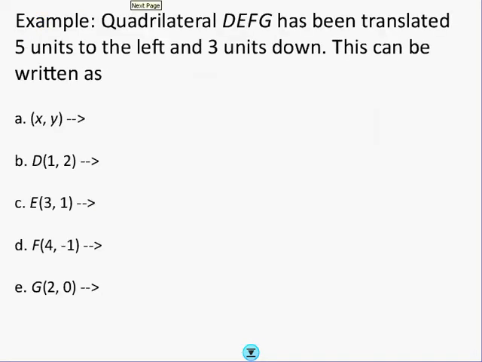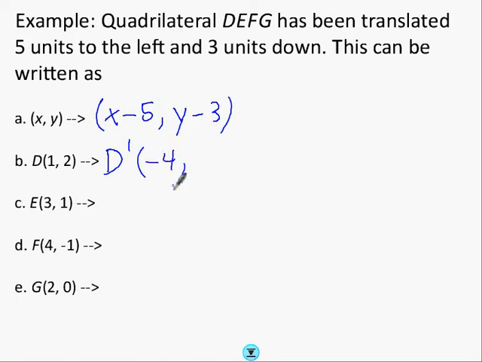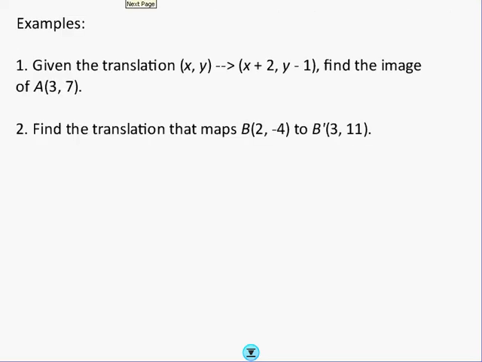Okay, so if I'm translating D, E, F, G, 5 units to the left and 3 units down, how would I write that? 5 units to the left, well, that means I'm subtracting 5 from my x. And if I'm going 3 units down, that's going to be y minus 3. So, to rewrite this, for D, well, D is going to become D prime. What do I do to 1? I subtract 5 from it. So that's going to be negative 4. What do I do to 2? I subtract 3 from it. That's going to become negative 1. The rest of these are just like that. Again, translations are very simple, so I'm not going to waste your time.